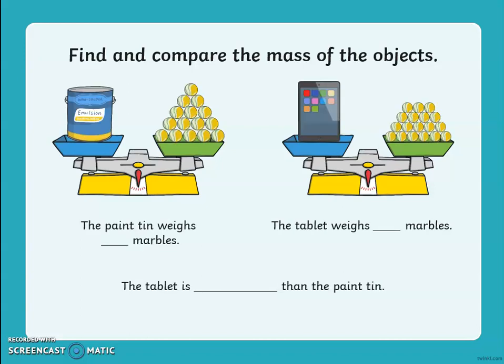The paint tin, as I can see already by looking at it, weighs a lot because there are a lot of marbles here. So the paint tin weighs 15 marbles. Remember, when you're doing it, you can pause the video and count yourself. The tablet weighs 18 marbles. That means the tablet is heavier than the paint tin.